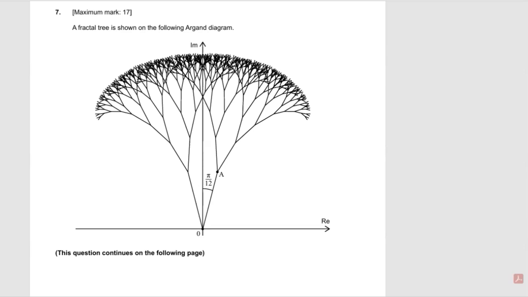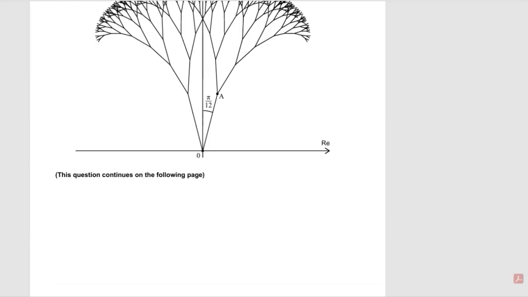And question 7, it's a 17 mark question. A fractal tree is shown on the following Argand diagram. So the x-axis is the real axis and the y-axis is the imaginary axis. So these fractals are definitely formed. I can see the angle given in radians. Okay, so let's see how this is formed.